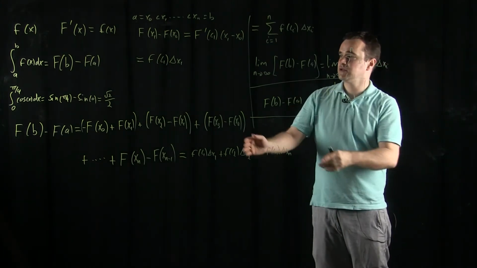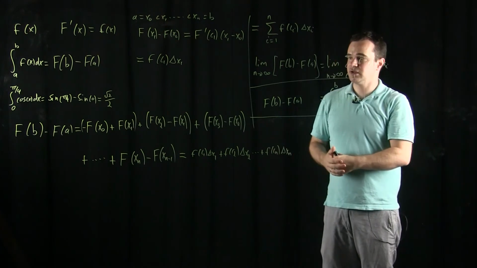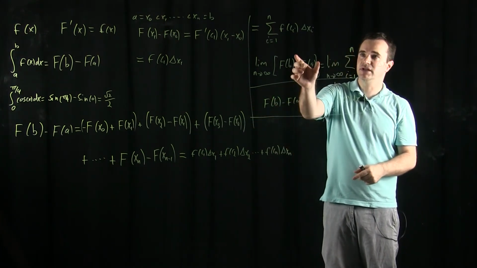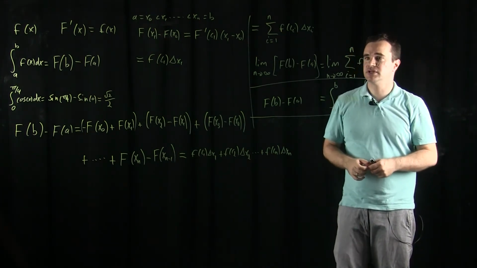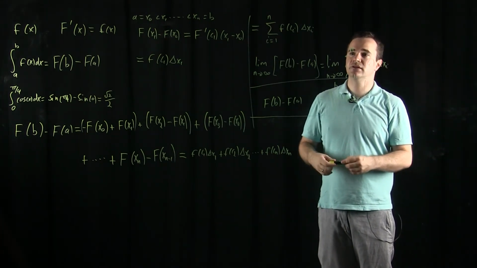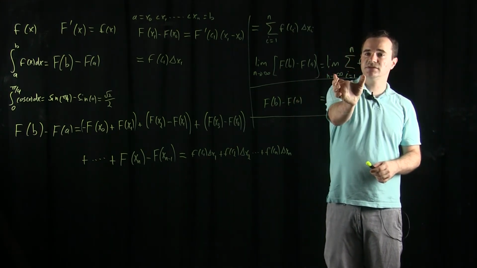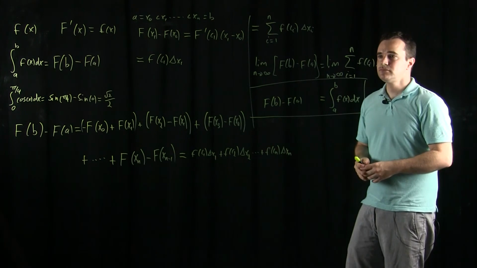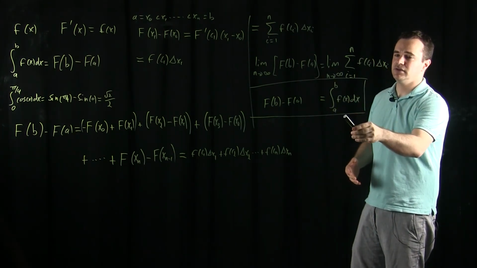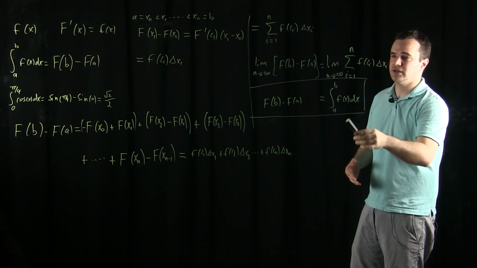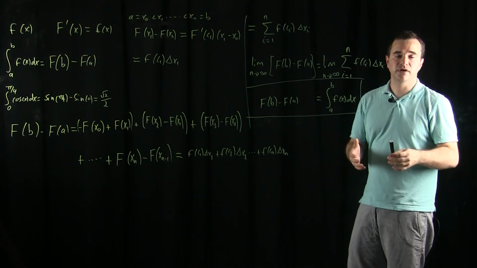First you telescope the sum, appropriate to any partition you pick. You use the mean value theorem on each term to get that sum. And then you notice that the left-hand side actually doesn't depend on n. So you can take a limit of both sides, finally arriving at the definite integral on the one side and just that difference on the other side. So that's the fundamental theorem of calculus part 1.